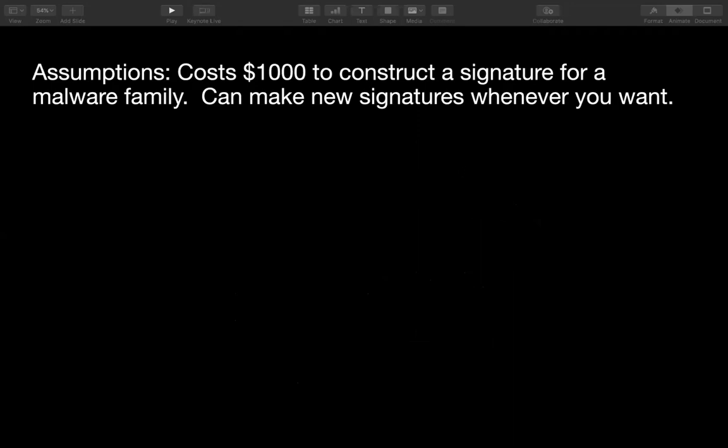We could imagine making some assumptions from an economic model, like it costs a certain amount to construct a new signature. We can task an analyst to write a signature for a malware family. Maybe it takes them a day, so think of it as costing, let's say, $1,000. You can make a new signature for the family anytime you want. You can also make multiple signatures, each looking at different aspects or features, covering different pieces of the malware family.